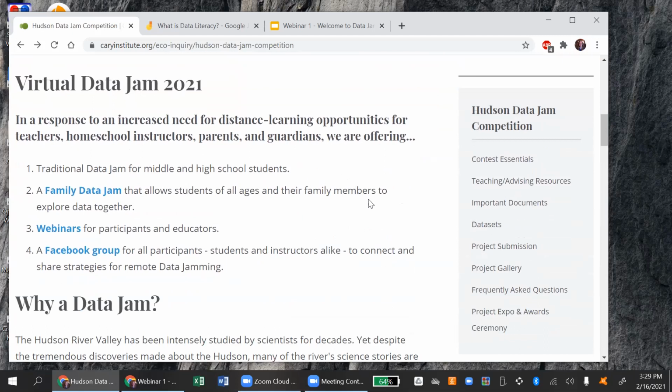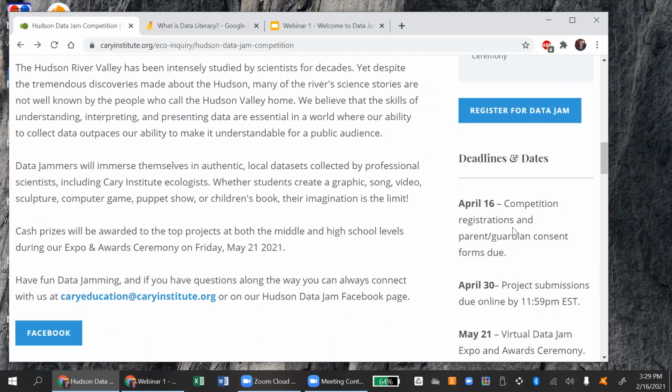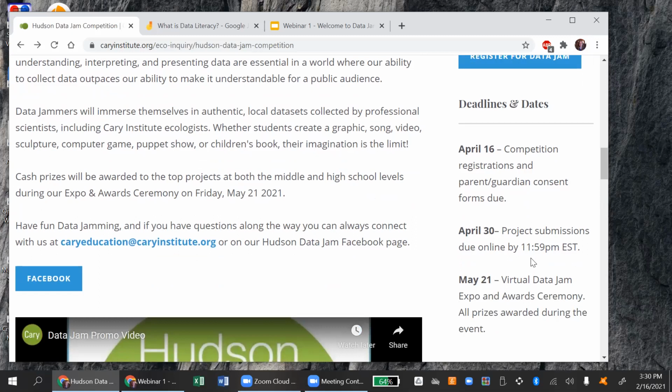The main thing I want you to notice is on the right side of the website, there are all these different links that'll take you to all the information that you need for Data Jam. And below that are the deadlines and dates. So the registration deadline and the parent guardian consent forms for all students are due on April 16th. So it's still a few months away. April 30th is the date that all the projects are submitted online. And even in a normal non-pandemic year, all projects are still submitted online. And that's so that we can disperse them to the judges to score.